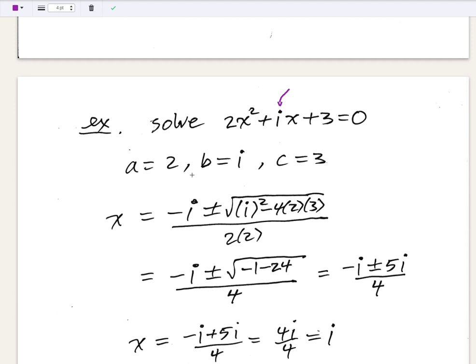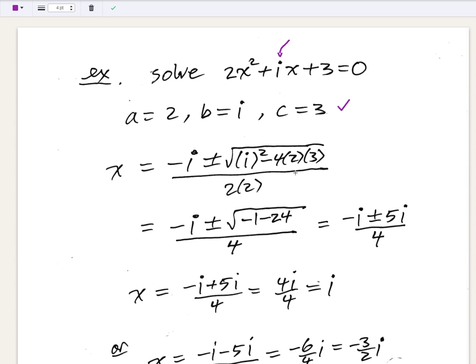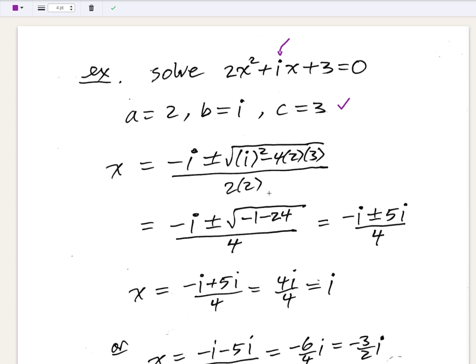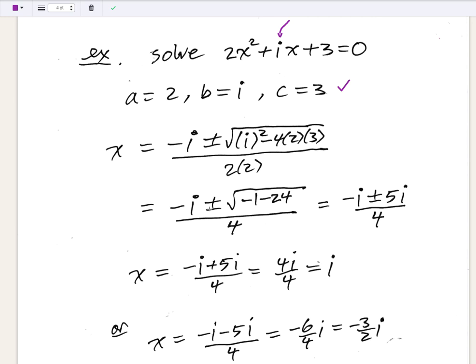So A is 2, B is i, and C is 3. Let's just stick in the numbers. X is negative i plus or minus the square root of i squared minus 4 times 2 times 3, all over 2 times 2. So that's negative i plus or minus the square root of negative 1, right? I squared is negative 1. Minus 4 times 2 times 3, that's 24. So I'm going negative 1 minus 24 underneath the square root sign, all over 2 times 2 is 4.